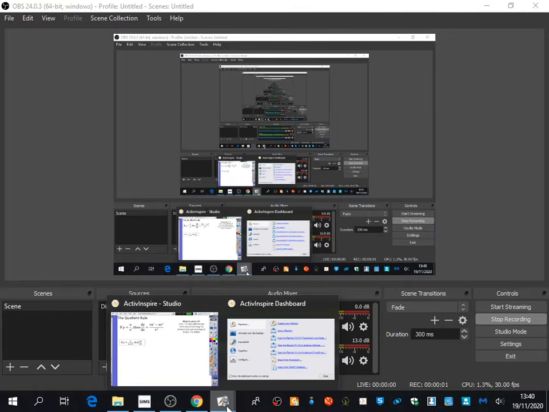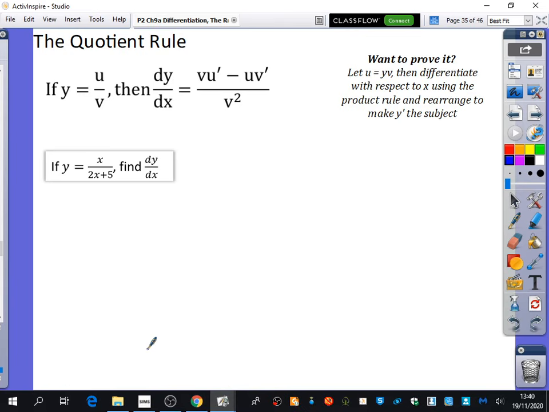Right, we're going to look now at the quotient rule. Okay, the quotient rule is actually a variation of the product rule. You'll see why I say that in just a second. But the quotient rule says that if you have something that is written as a division, so previously we did the product rule of two things being multiplied together, we're now thinking about two things that are being divided.